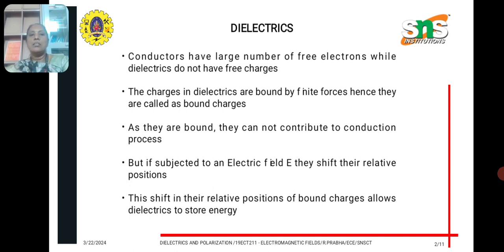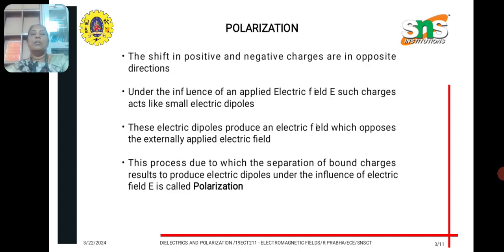Since the charges are bound, they cannot contribute to the conduction process, but if subjected to electric field intensity E, they shift their relative positions. This shifting of the relative position of bound charges allows dielectrics to store energy. So now we come to the polarization part.